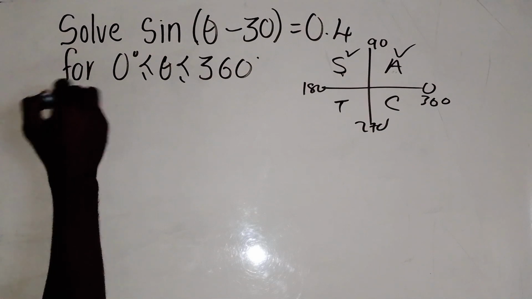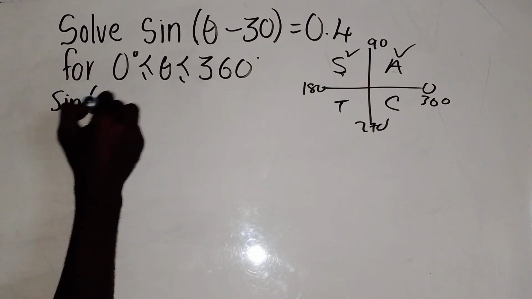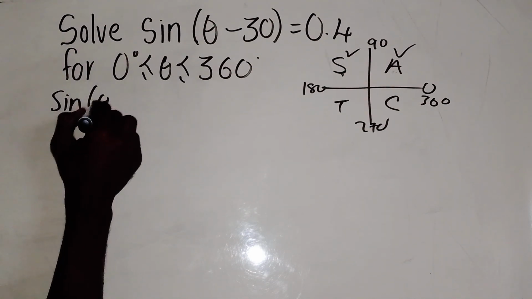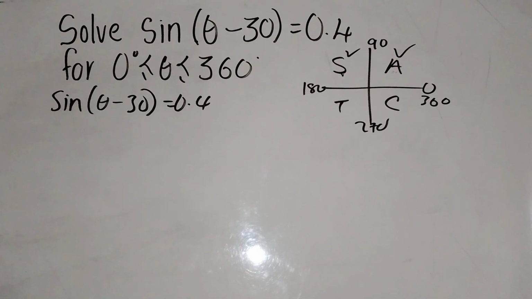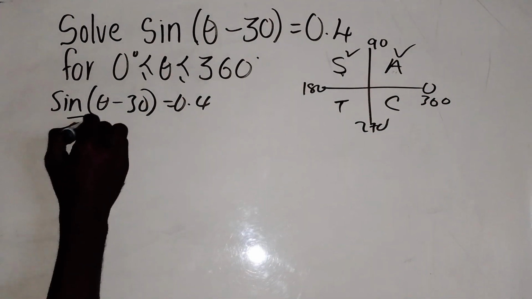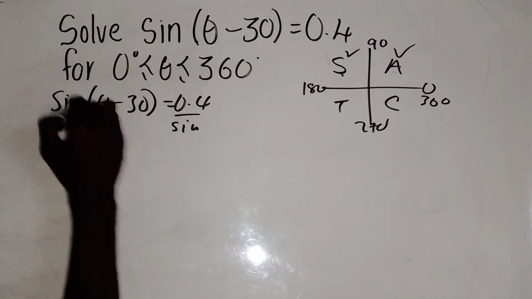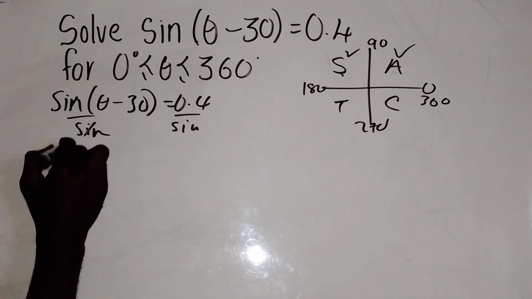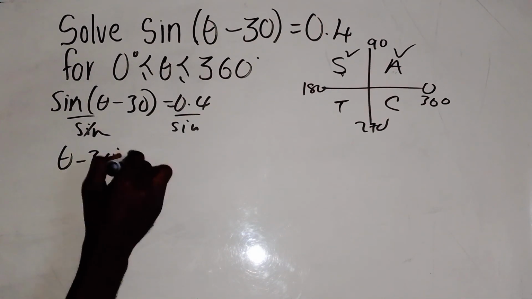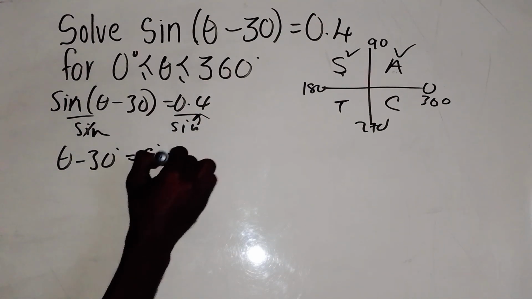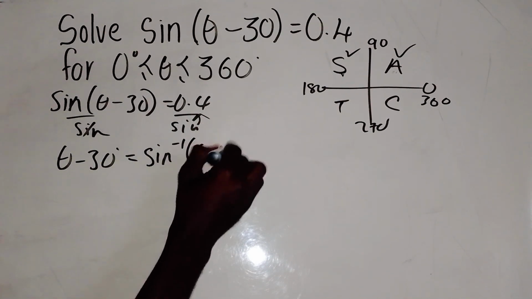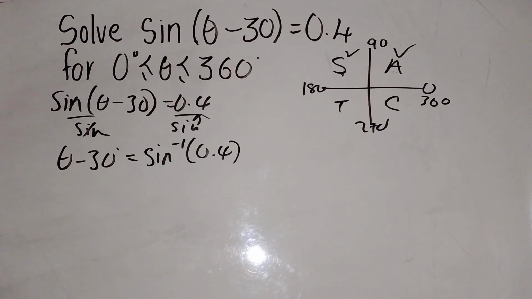So we say sine of theta minus 30 is equal to 0.4. So the first step, you divide with the sine, and the sine cancels out. So I'm going to remain with theta minus 30 degree is equal to, once the sine moves on top, it will be the inverse of sine 0.4. You have seen? Now we continue.